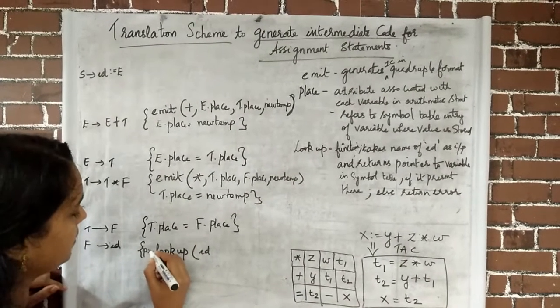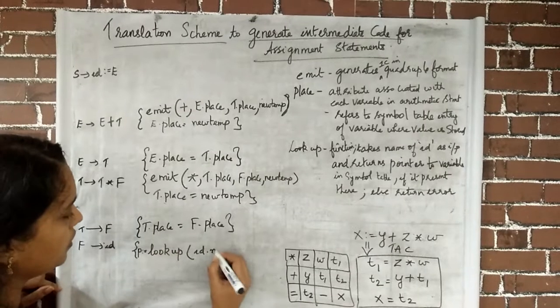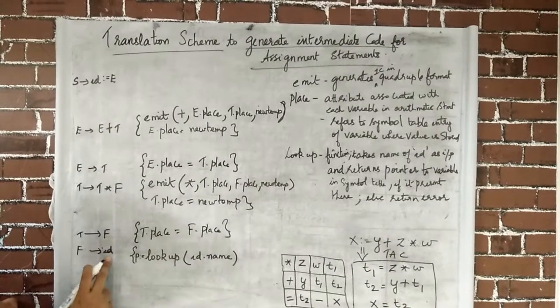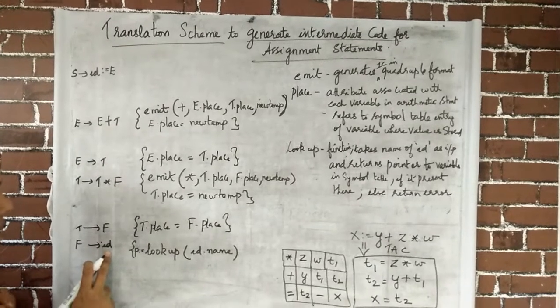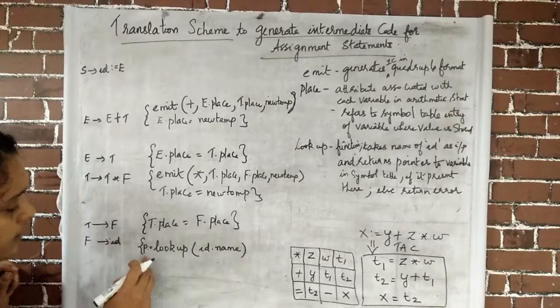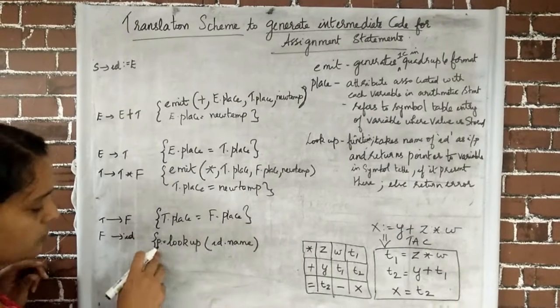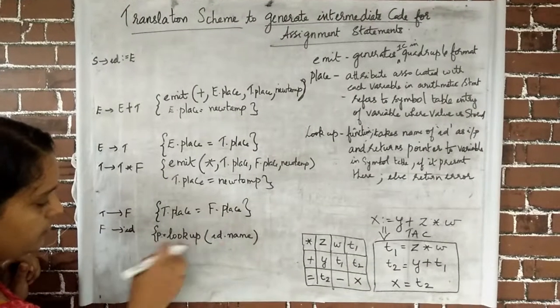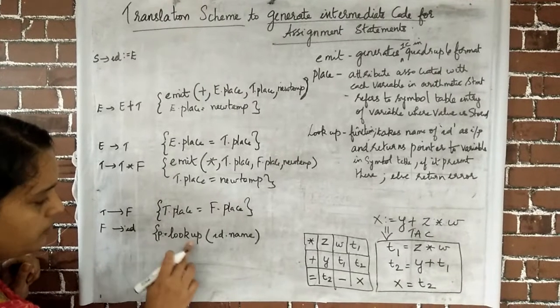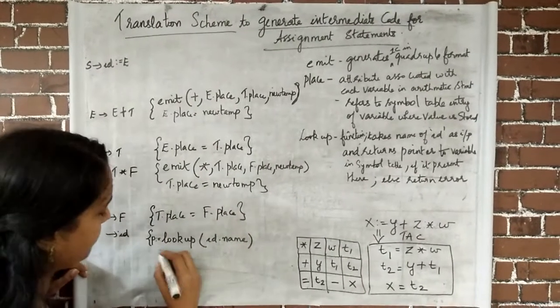So pointer p is equal to lookup of id.name. So suppose this is x. id.name means it may be x, it may be y, it may be z or w. Okay. So it is returning a pointer, so we are using a variable p. So pointer p is equal to whatever it is returning, that is being assigned to p. So p is equal to lookup of id.name.